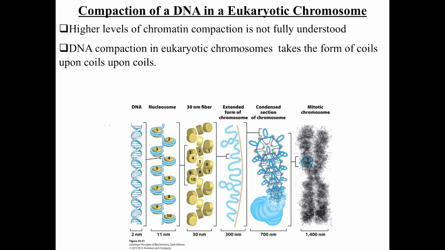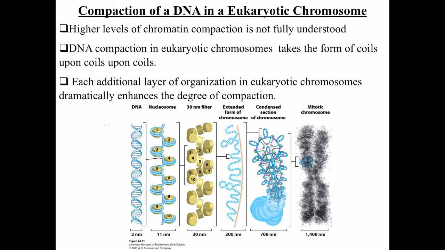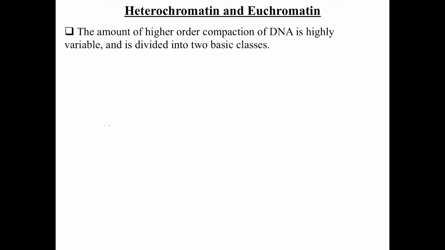So DNA compaction in eukaryotic chromosomes takes the form of coils upon coils upon coils, which gives that 10,000-fold compaction over just DNA. And each layer of organization dramatically enhances that degree of compaction. Okay, so that is how we can fit 10,000 miles of spaghetti into a basketball, in relative terms. Okay, so let's talk about heterochromatin and euchromatin.